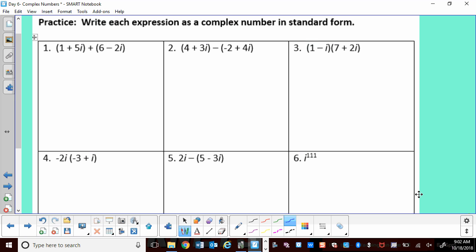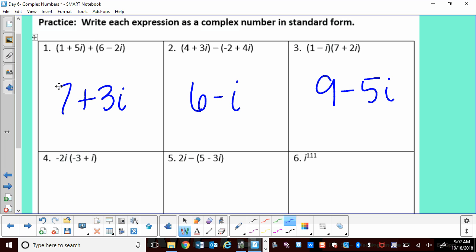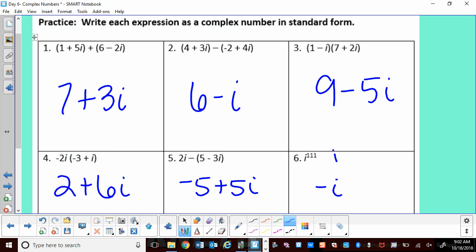All right, so for number 1, you get 7 plus 3i. Number 2 is 6 minus i. Number 3 is 9 minus 9i. 4 is 2 plus 6i. 5 is -5 plus 5i, and 6 is negative i. Don't forget to do I part. Don't just type it in by itself. You have to go to math, number, I part. You guys get this right? All right, good.